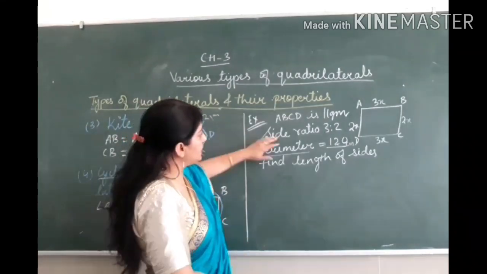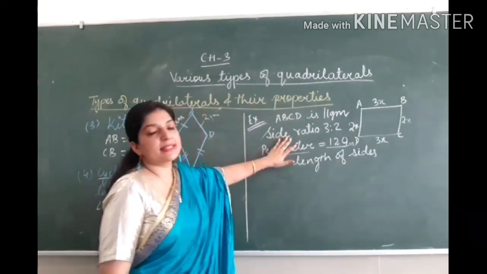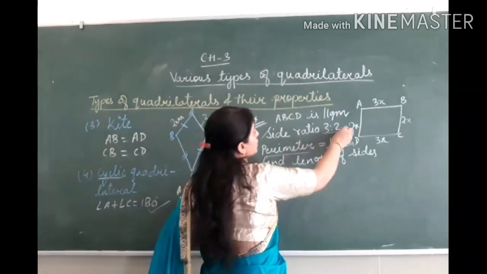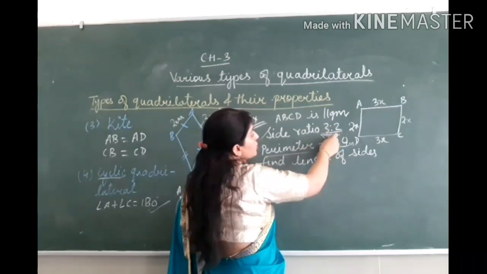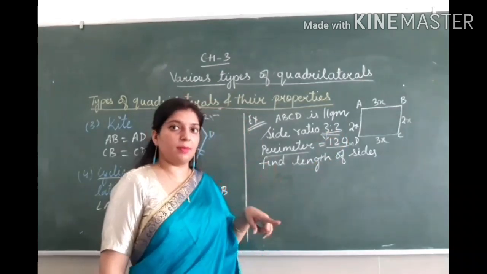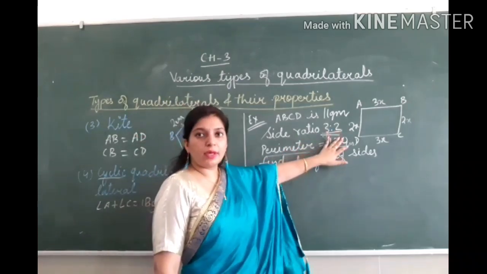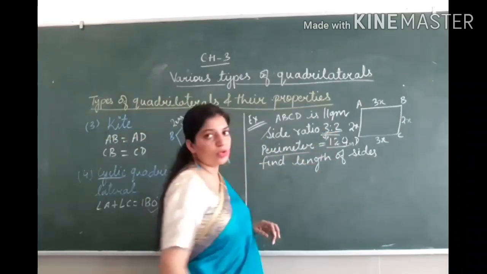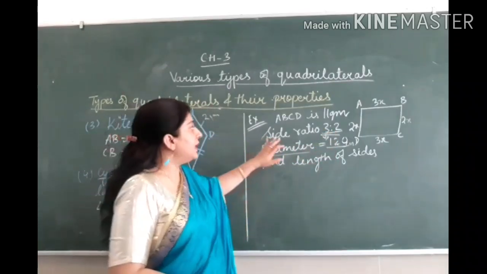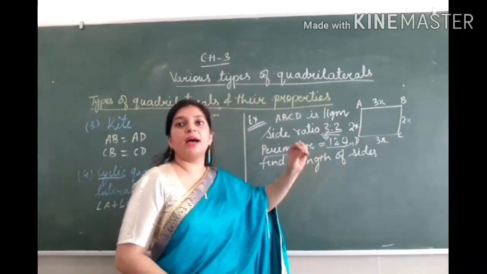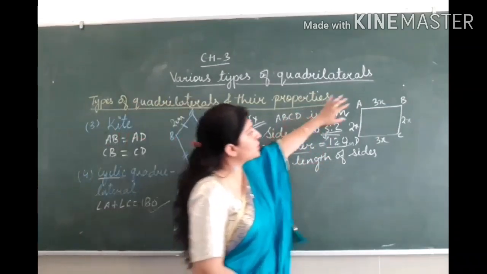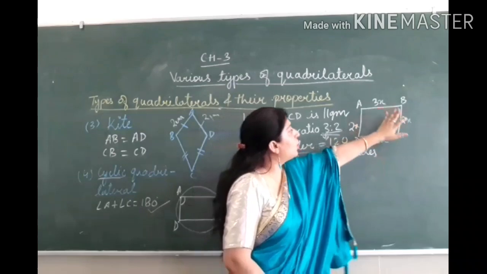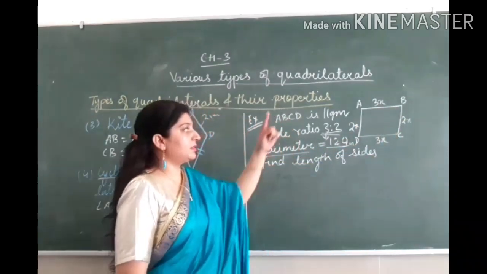So we know one property, that opposite sides of a parallelogram are equal and parallel. So if the ratio of two sides is given, it means the side opposite to the 3 will have the same length, and the side opposite to the 2 will also have the same length. Whenever the ratio is given, as I told you yesterday also, we have to assume one side to be 3x and the other side to be 2x. Then opposite sides would also be 3x and 2x. You can see here the diagram, I have drawn a parallelogram ABCD.